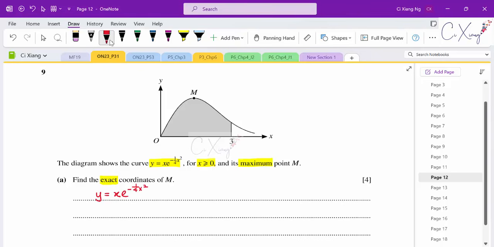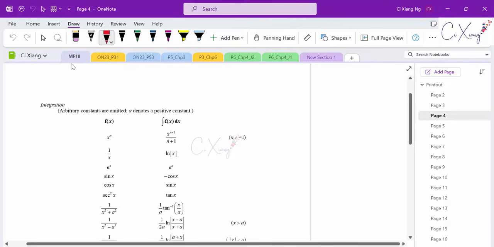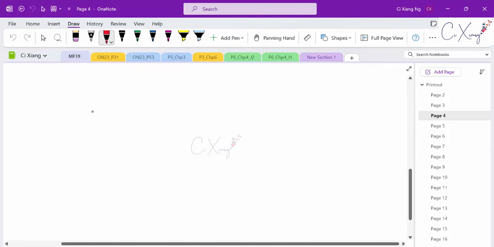To find the maximum point, generally we need to find dy/dx, and we let dy/dx equal 0, because at the maximum point the gradient or tangent will be parallel to the x-axis, therefore it will be equal to 0. So we need to find the differentiation first, then let it equal 0 and find the x coordinate. For this function, it is a multiplication of two functions, x multiplied with e to the power of something. So to find the differentiation, you actually have to use the product rule. So what is the product rule?